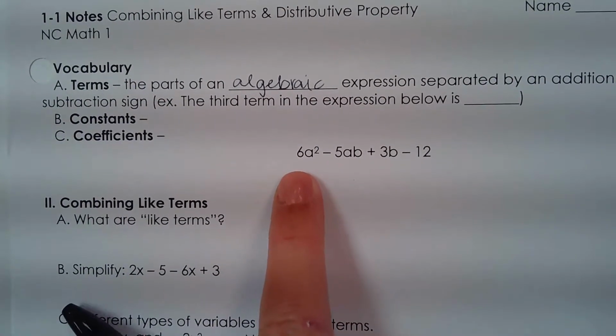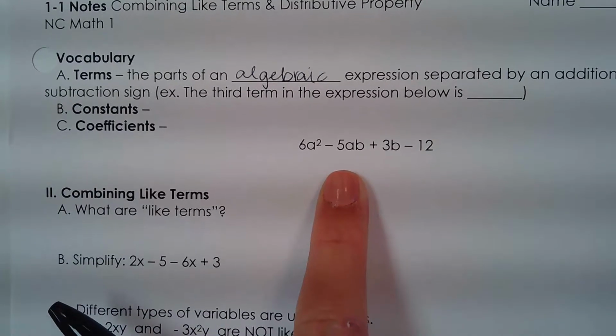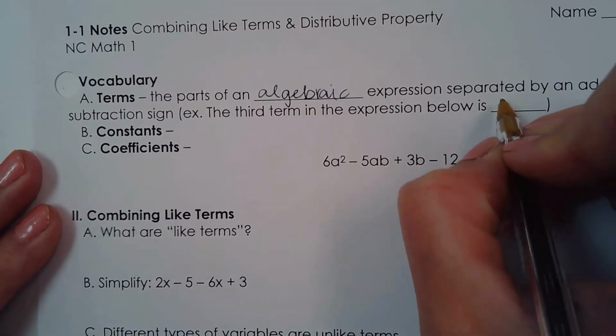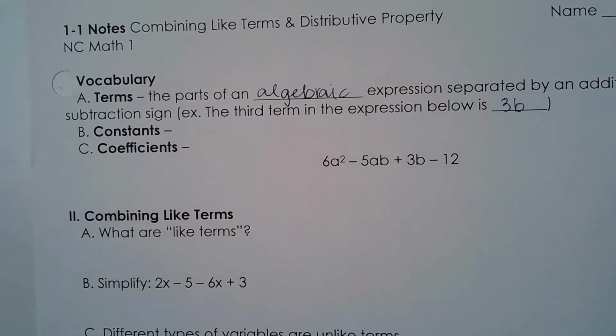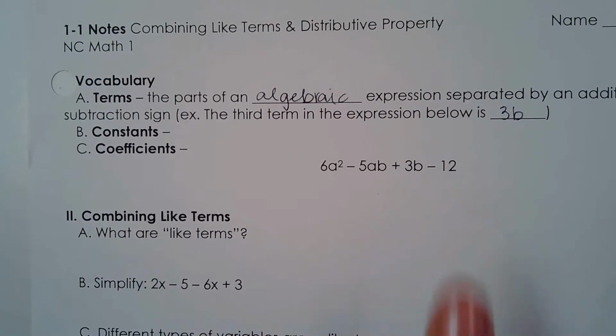The first term would be 6a squared. The second term would be negative 5ab. What would the third term be? 3b. So that's your blank right there. What would the fourth term be? Negative 12. Yeah? Is that okay? So it's just the stuff that's separated by addition or subtraction.